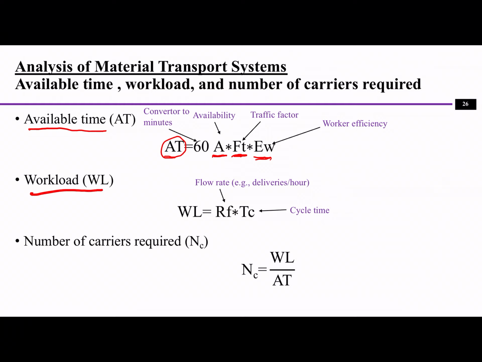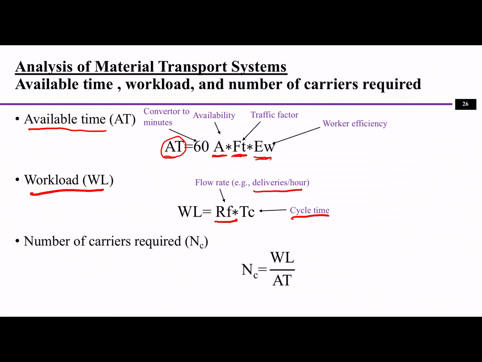The next one is the workload. Workload means how much work you have to carry. It really depends on the flow rate, which means how frequently we are transporting materials, or how many deliveries per hour. For example, the unit will be deliveries per hour, and also times the cycle time, right?